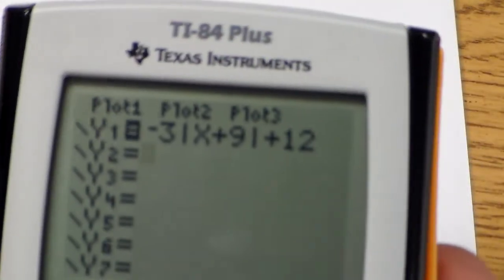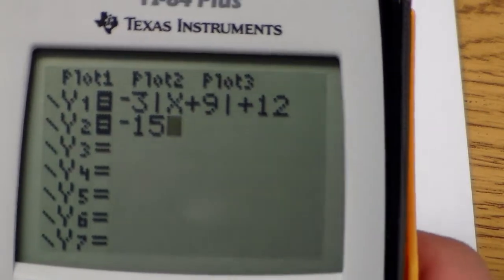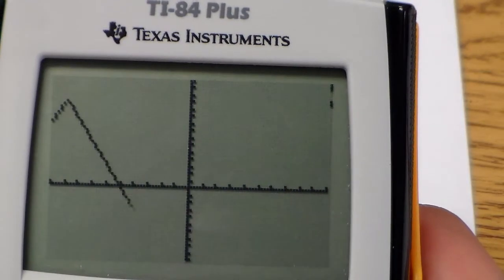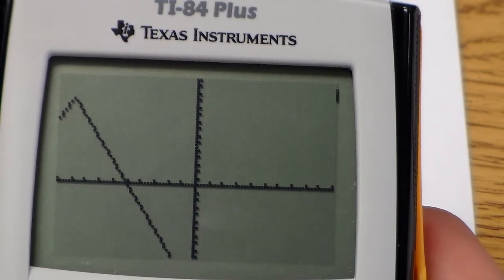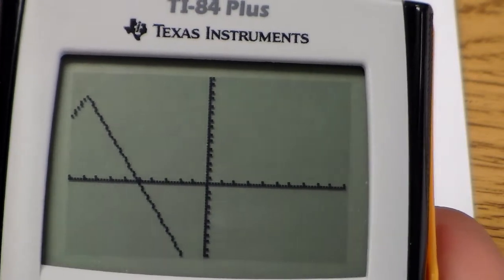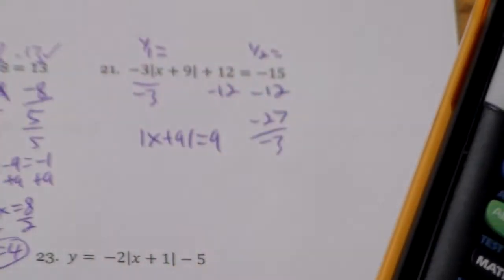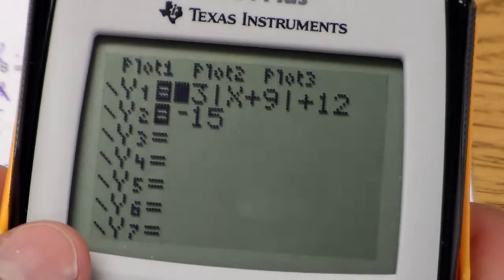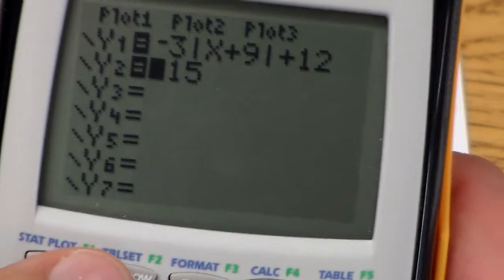So now we'll go ahead and put in the -15 there, and then we'll push graph, and we just want to see where they intersect. So it looks like it intersects nowhere. What the? Oh, it's because it's -15, right? And y equals -15 is like way down there, so we got to adjust our window.